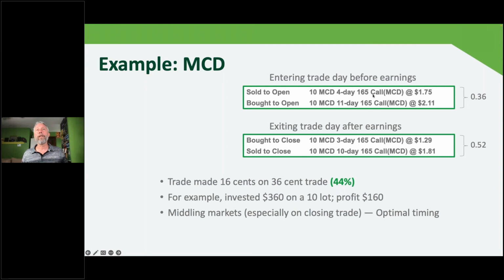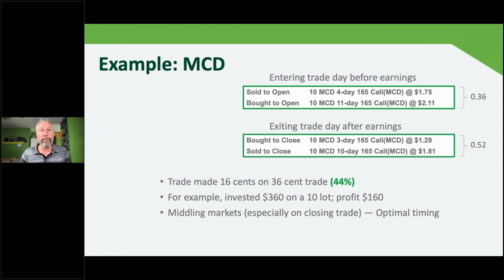So the market closes, earnings comes out. The next day after the market opens, you'd have to wait for 3 things to happen. And once they do, a trader could have simply entered a closing order by just buying to close the ones he was short, buying 10 of the now 3-day 165 calls, so 129, and selling to close the ones he was long, 10 of the McDonald's now 10-day to expiration, right? Yesterday they're 11, now they're 10, 165 calls at $1.81. So paid 36 cents, collected 52 cents. The trade made 16 cents on a 36-cent trade. That's 44%. Let's make this more tangible. If you bought a 10 lot, you'd have invested $360 and made $160. Factor in commissions, a couple bucks, and that's, of course, a solid trade.